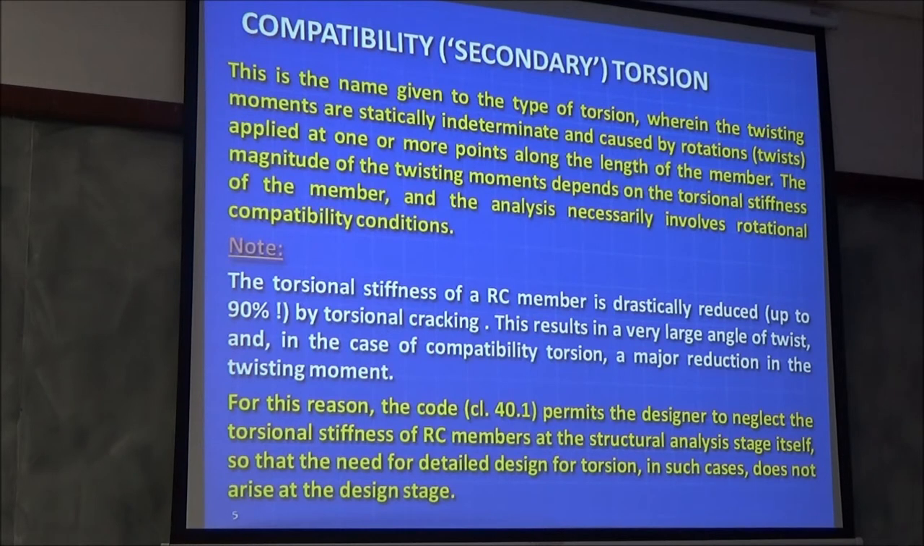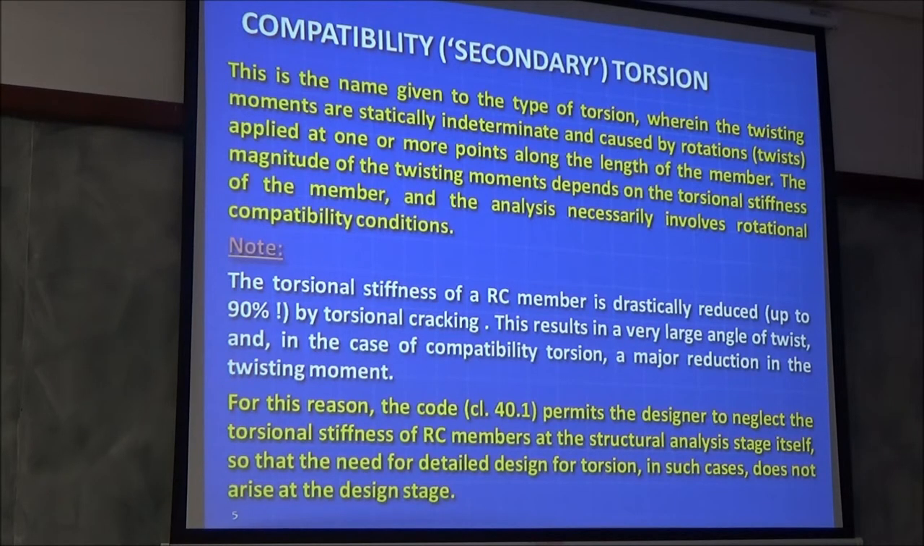Okay. Now the problem is, and I'll tell you, many companies have their in-house software, and I always ask them this question, are you designing for torsion? They said, no sir, someone has set the software in such a way that there's a torsional release given. You know, when you do a grid, you can release the torsion. I said, why did they do that? Sir, we don't know. So read the book.